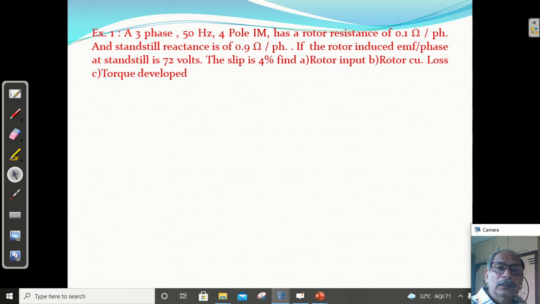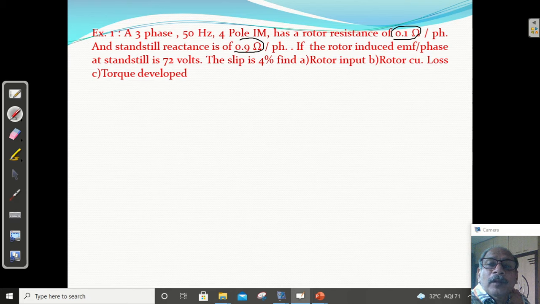So this is the first problem I have. A three-phase 50 Hz 4-pole induction motor has rotor resistance of 0.1 ohm per phase and standstill reactance, that is X2 at standstill condition, 0.9 ohm per phase. If the rotor induced EMF per phase at standstill is 72 volts, the slip is 4%, find the rotor input. Now see here, whenever you are going to find this, you must know the power stages.